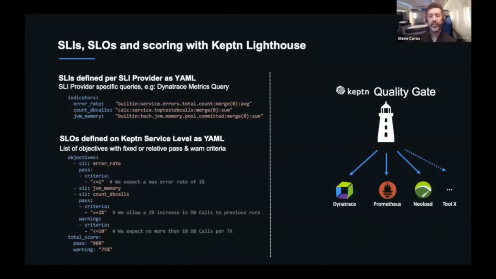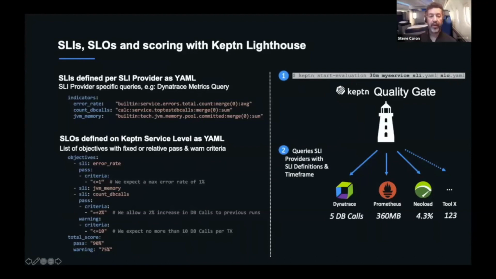Then your CI/CD platform sends a command to Keptn Lighthouse, the quality gate, saying: start evaluating that service for 30 minutes using these SLI and SLO definitions as YAML files. Keptn will query the SLI providers, which can be implemented for different solutions. For example, we have one for Dynatrace, one for Prometheus, and one for Neoload. You can also build your own SLI provider, which is also possible with Keptn.